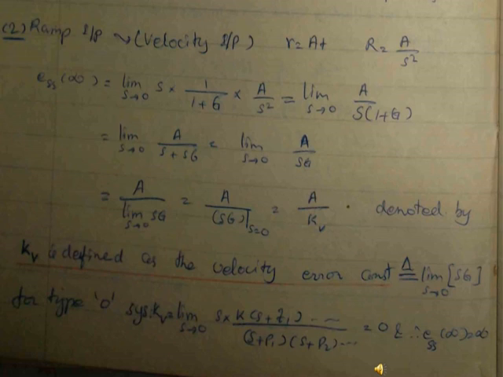That is the limit as s approaches 0 of A divided by (s plus sG), equal to the limit as s approaches 0 of A divided by sG. So A divided by the limit as s approaches 0 of sG, which gives A divided by K_v. This is the velocity error constant.